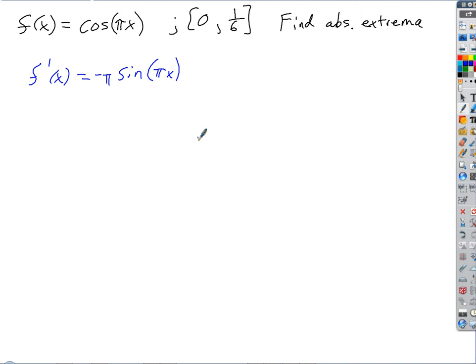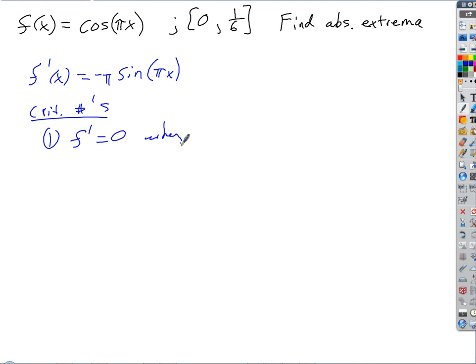Okay, so what do we do with this? We want to find critical numbers. Where's one place I look for them? Where the derivative equals 0. So f prime equals 0 when what?